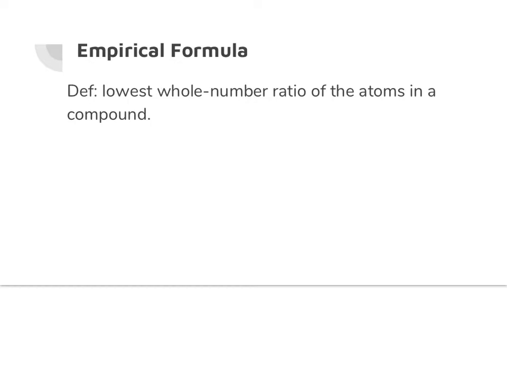in the compound. So for example, if I had a molecule H2O2, the actual chemical formula is H2O2, but I can see that the hydrogen and oxygen are both present in a 2-to-2 ratio, which can be reduced to a 1-to-1 ratio. So the empirical formula for this compound would simply be HO, one hydrogen atom for every one oxygen atom.